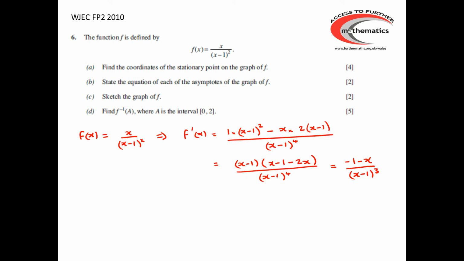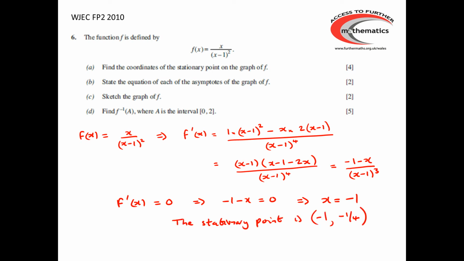We're looking for the stationary points, so we want f dash x to equal 0. So that means that minus 1 minus x must equal 0. In other words, x must be minus 1. And if x is minus 1, going back to the rule here, we've got f of x is going to be minus 1 divided by negative 2 squared. So that's minus 1 divided by 4, minus a quarter. So we've got the stationary point is minus 1, minus a quarter.